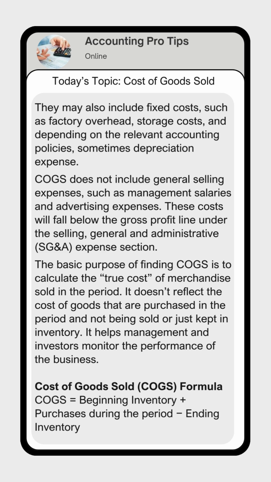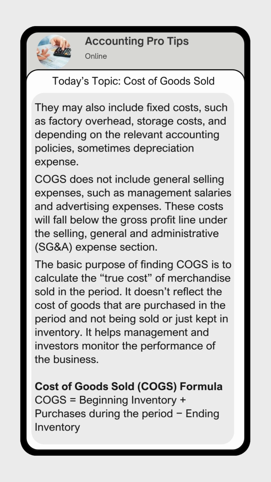The basic purpose of finding cost of goods sold is to calculate the true cost of merchandise sold in the period. It doesn't reflect the cost of goods that are purchased in the period and not being sold or just kept in inventory. It helps management and investors monitor the performance of the business.